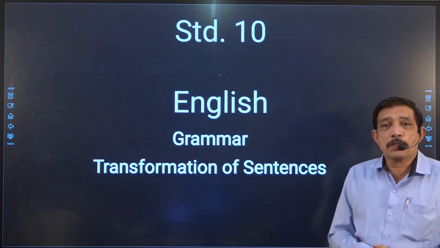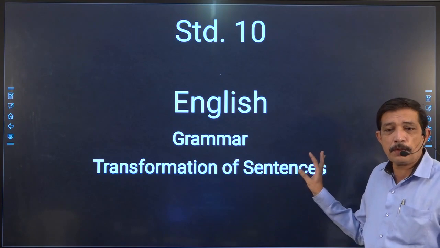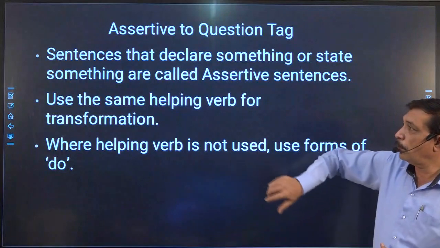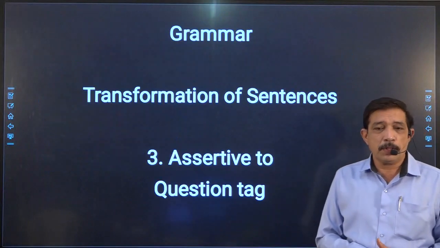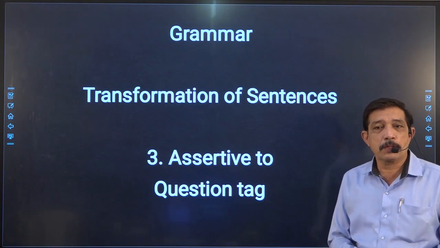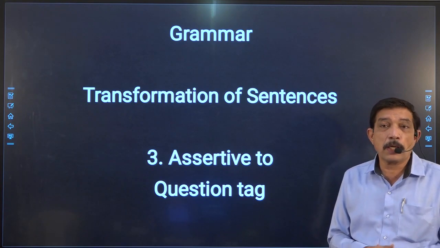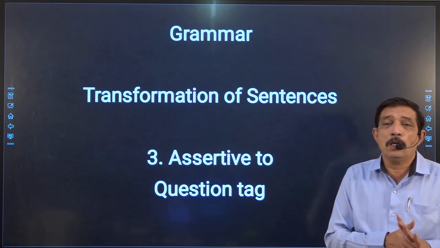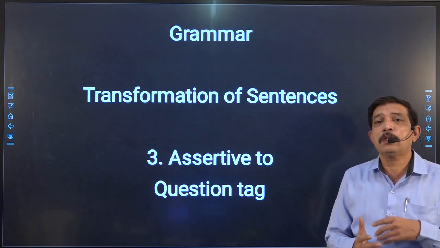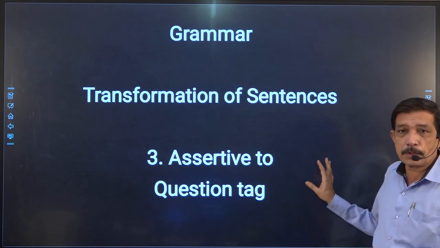From today, we are going to start with new topics of grammar, that is transformation of sentences continued. Today, we'll be doing the third topic, that is assertive to question tag. Now, we have already learned this in the previous year, that is 9th standard. We are already aware of the rules and regulations for that. They are quite similar to assertive to interrogative, yes, with a little bit of difference here and there, right? So, let us learn about assertive to question tag.